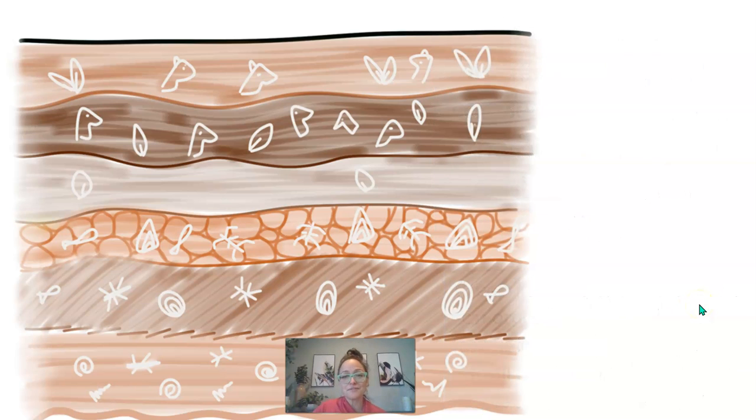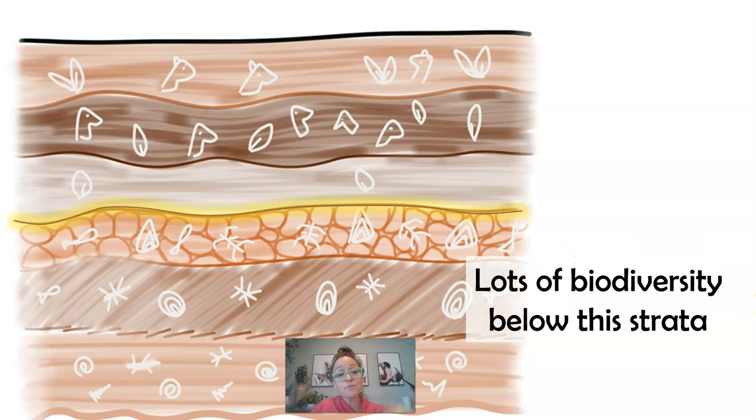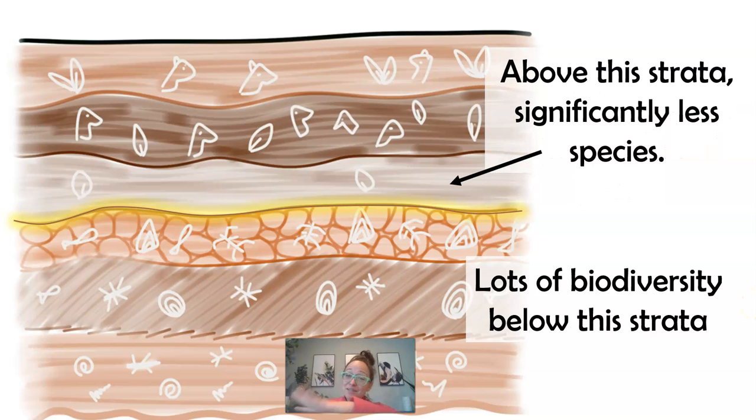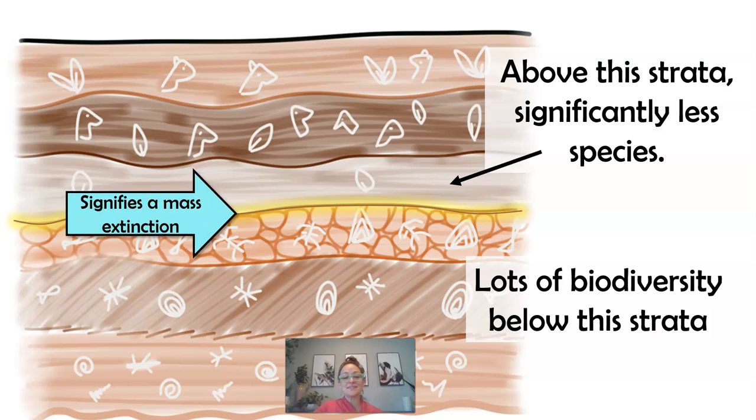Now, when we talk about the fossil record, there are some key things that we can look for. One of them being mass extinctions. So I've highlighted this yellow boundary between two rock layers. What we can see is below this boundary, there's lots of biodiversity. Biodiversity means lots of different types of species. And above this line, it's pretty wiped out. So that tells us that at this time period in Earth's history, there was a mass extinction. A mass extinction is where you have a lot of species going extinct at a very quick rate.